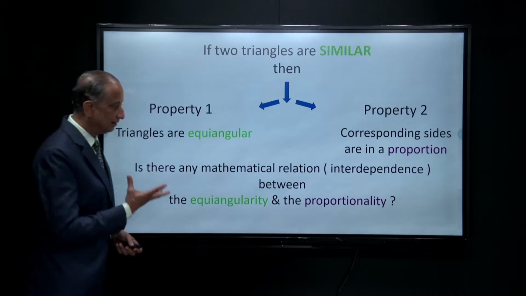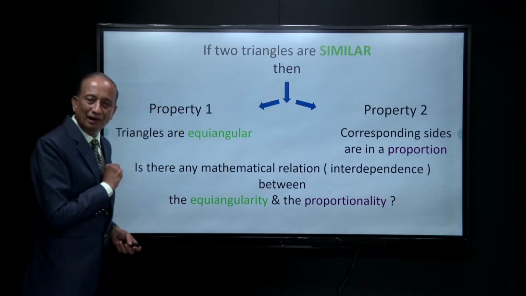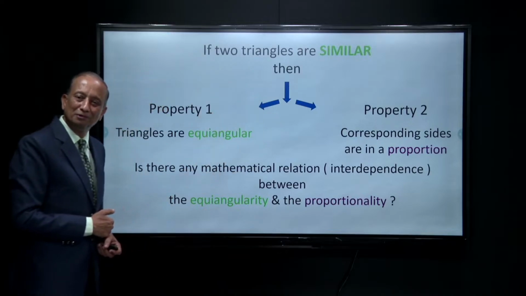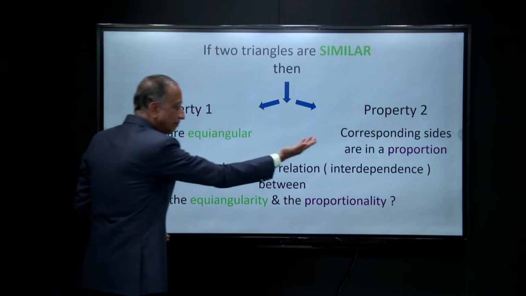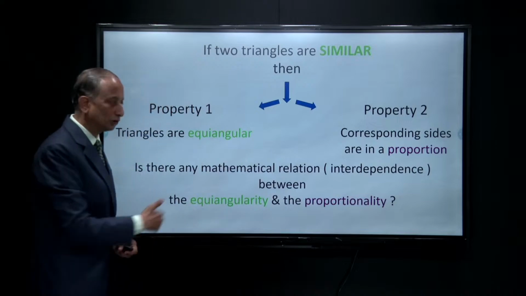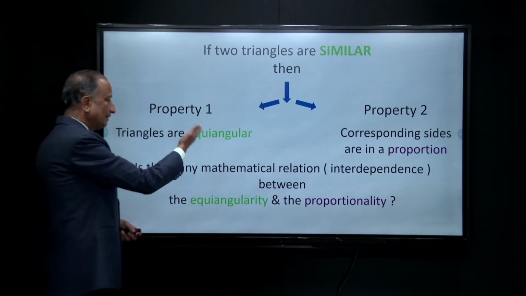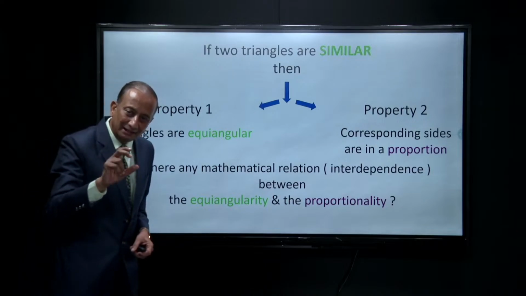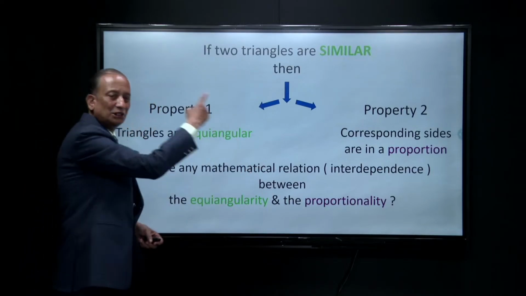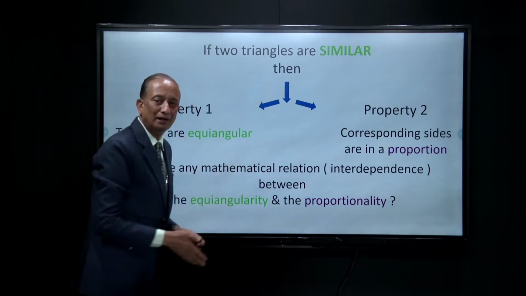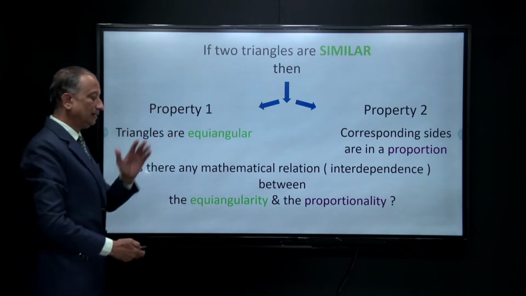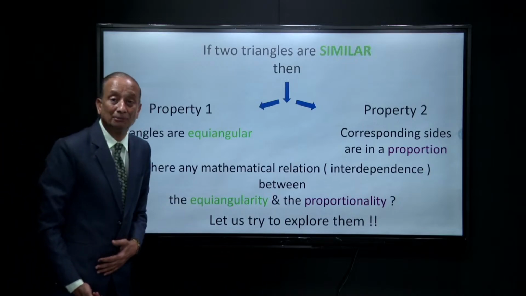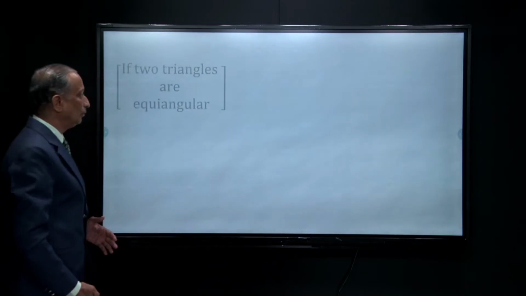I will explain you a little. If two triangles are equiangular, can you say that the corresponding sides are in a proportion? Or if the corresponding sides are in a proportion, then can you come back and say that they will be equiangular? Is there any such interdependency or interrelation between these two fundamental properties? This is very, very important. Let us try to explore them in this session only.